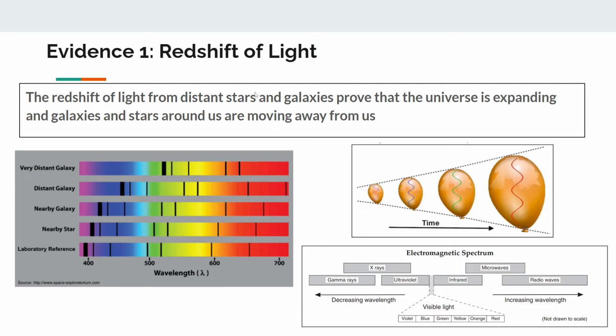This is called the redshift of light, and it proves that the universe is not only expanding, but everything around us, like galaxies and stars, are also moving away from us, because the wavelength of everything is increasing. And even though it should look a certain way compared to our lab evidence of a certain element, it doesn't, because all the lines are shifting towards the red as the universe is expanding.